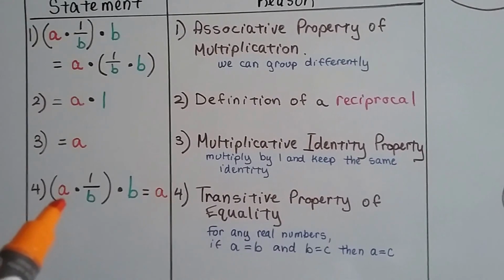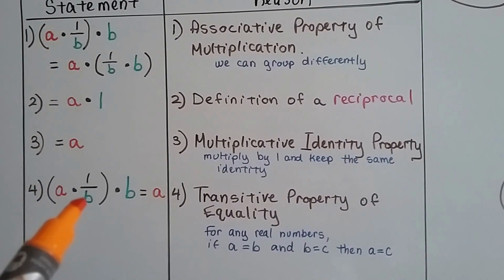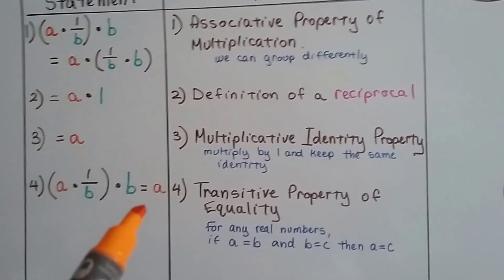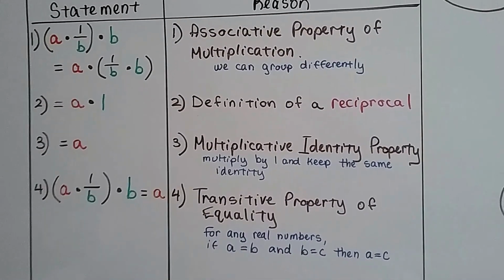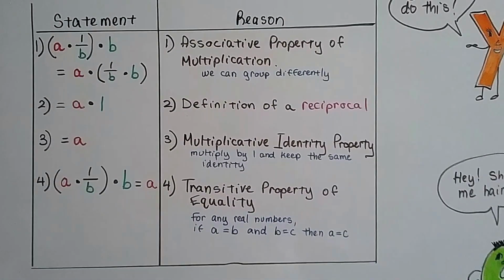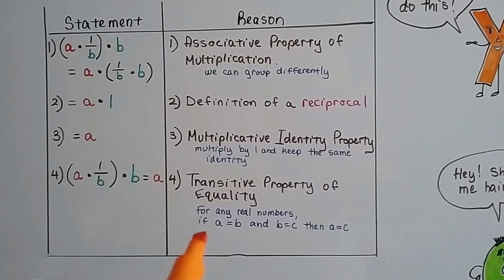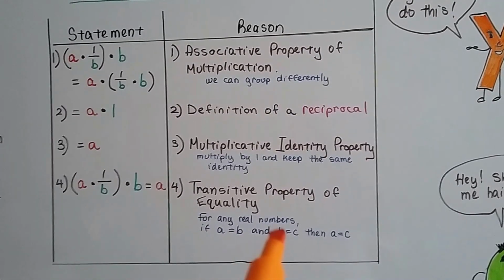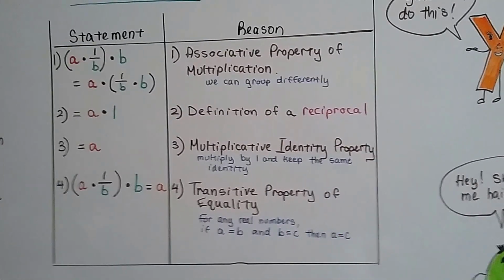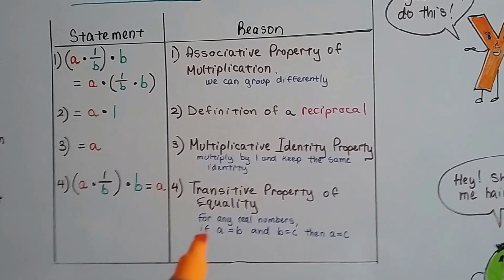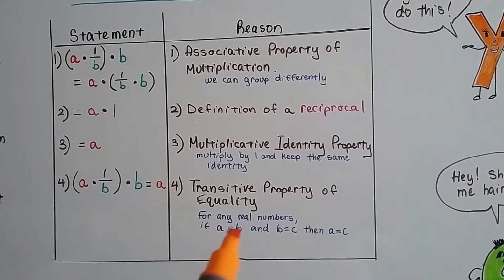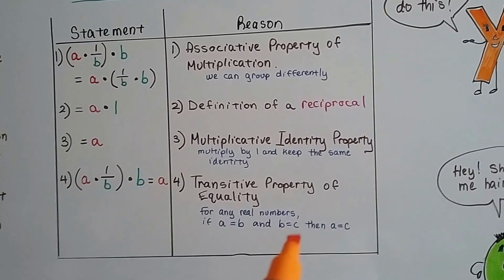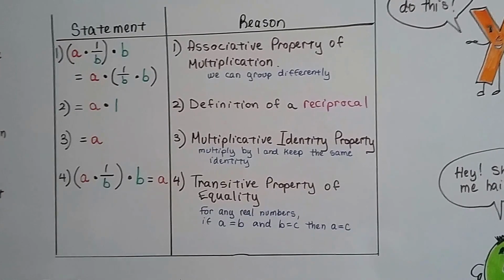And if we take this a times 1 over b times b, we can say that it equals a. See? Our reason is the transitive property of equality. And we talked about that earlier. That means for any real numbers a, b, and c, if a is equal to b and b is equal to c, then a is equal to c. See? It's a transitive property. If these two are equal to each other, and this one and another one are equal to each other, then the first one and the third one have to be equal.